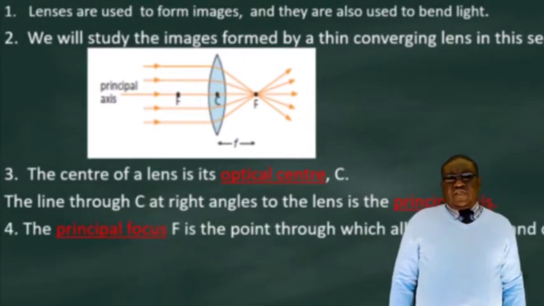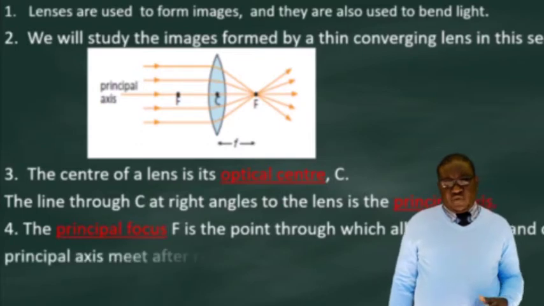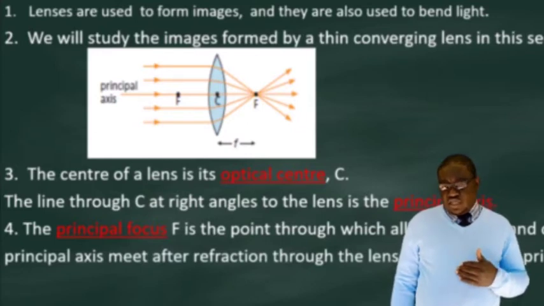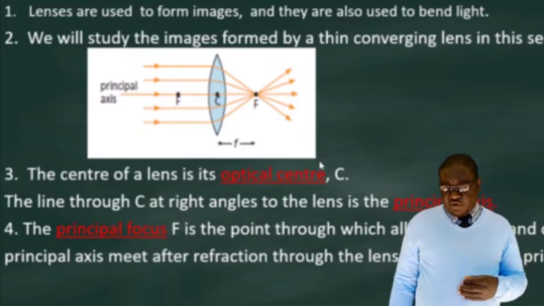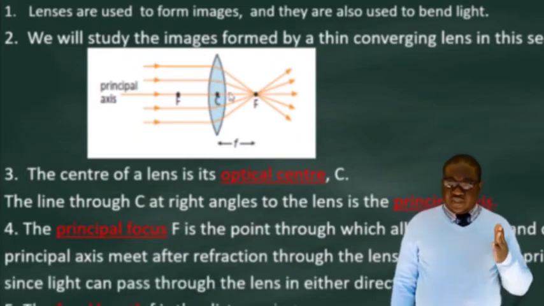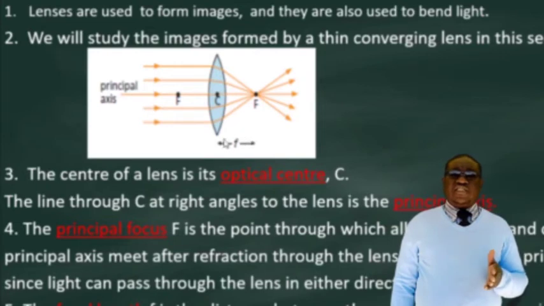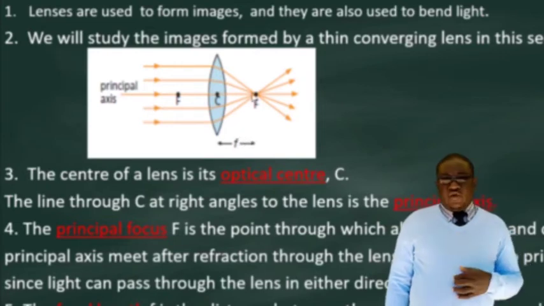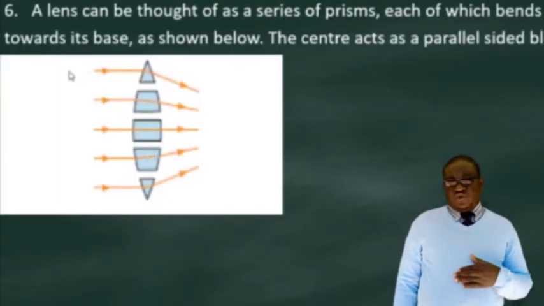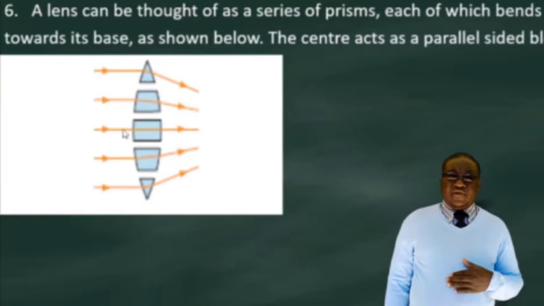So rays are going to be refracted. We have those parallel rays that get refracted when they get into the lens. They get refracted through the principal focus, which is the focal point. Now, the focal length is the distance between the center of the lens, which is the optical center, and the principal focus. You can think of a lens as small pieces of prisms that tend to refract light. So they form what is called like a parallel-sided block.